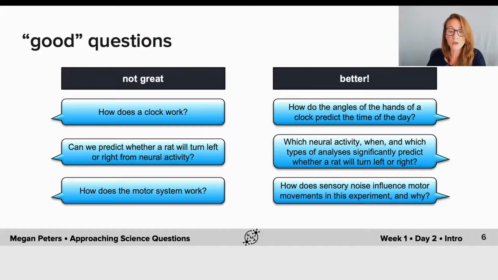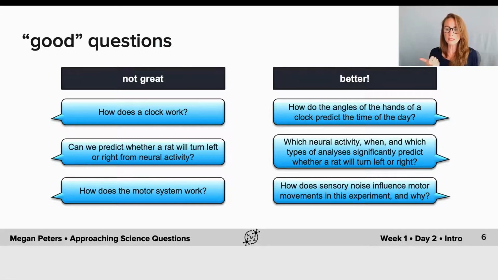Imprecise questions are going to lead to rapid failure. So here's some examples of some not so great questions and their better question counterparts. Let's go through each of these in turn. One not so great question would be, how does a clock work? This is a really imprecise question. I have all sorts of follow-up questions if this is the question that you bring to me.